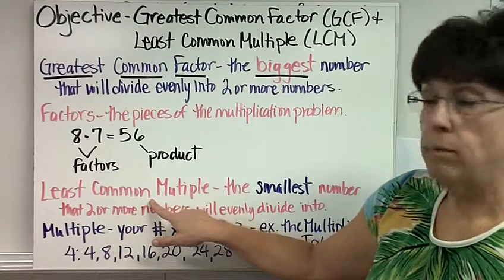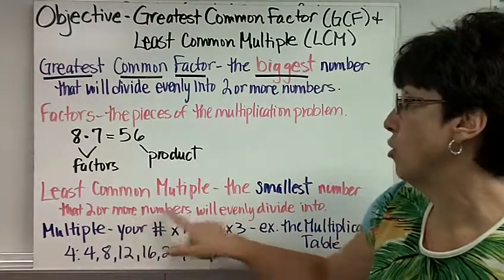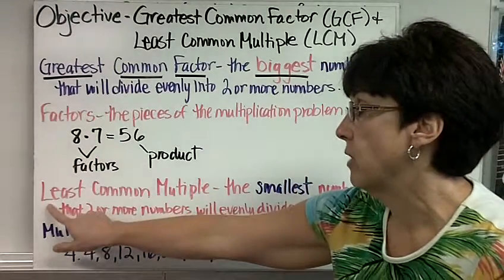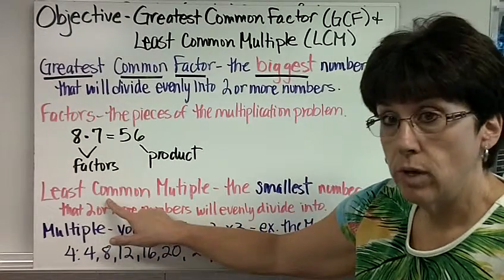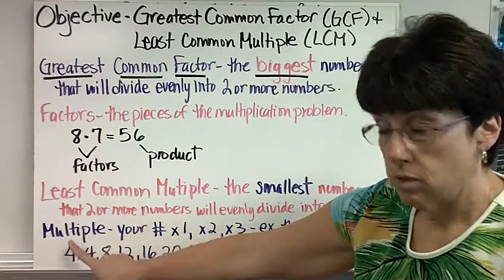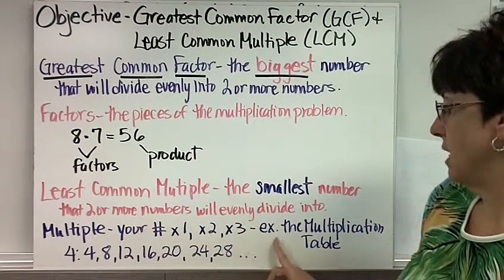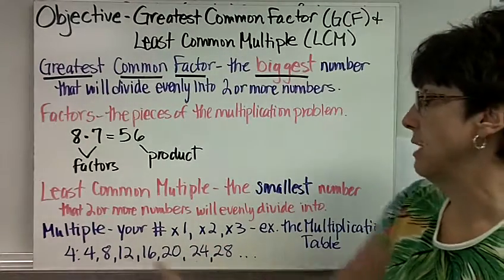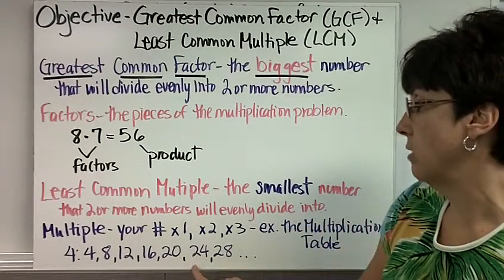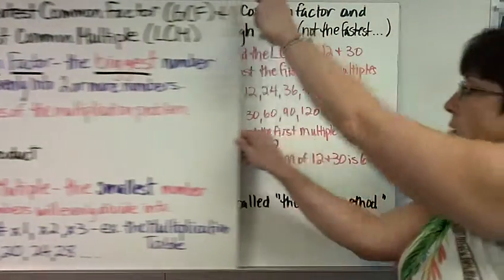All right, least common multiple is the smallest number that two or more numbers will evenly divide into. So now you're trying to find the smallest number that two other numbers can both go into. So multiples are your number multiplied by 1, by 2, by 3. Example, the multiplication table. For example, the multiples of 4 are 4, 8, 12, 16, 20, 24, 28, etc. Okay, so now that we have our definitions, let's do a couple of problems.